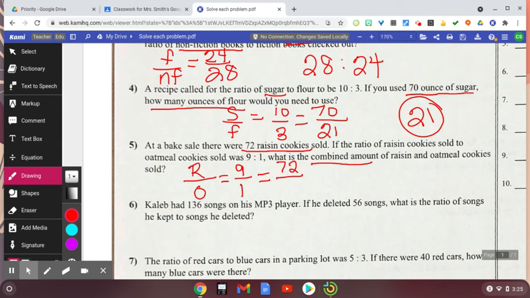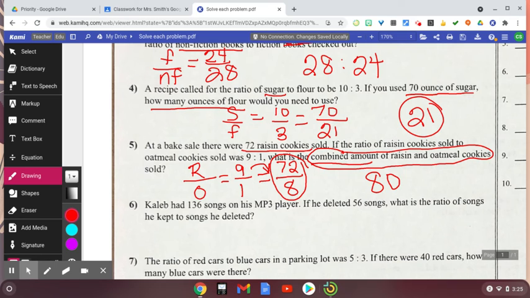Now we just have to find out our missing value. So if you look for a pattern, 9 times 8 is 72, and 1 times 8 is 8. But the question's asking us the combined amount of raisin and oatmeal cookies. So just like number 2, we have our information. If 72 raisin and 8 oatmeal, we add those together, and our answer is 80. Okay.